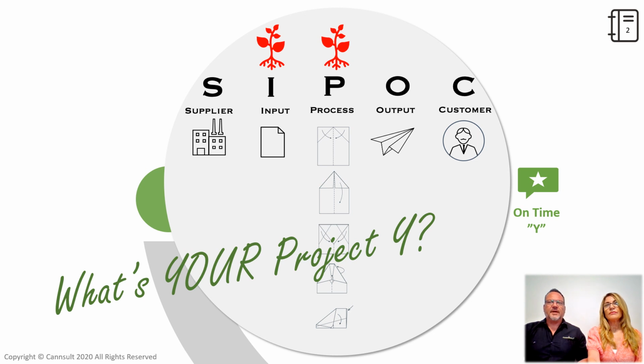Keep in mind that you may have multiple project whys. For example here, the primary why is on time, and we may have a secondary why that measures quality. The project is about to eliminate late deliveries, but we can't let the quality deteriorate either.